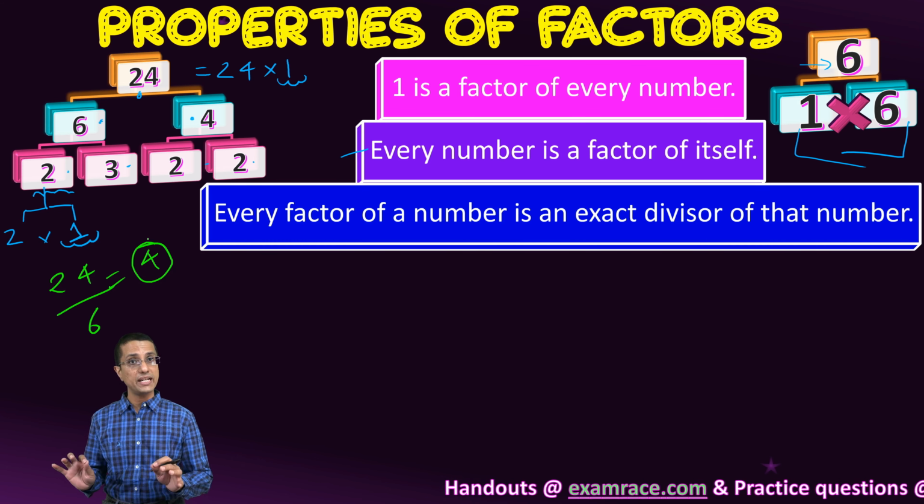The last and another important property is that I can always list down the factors of a given number, and we'll do that exercise in just a minute. We'll list down the factors of a number, but that is a property. It is finite.